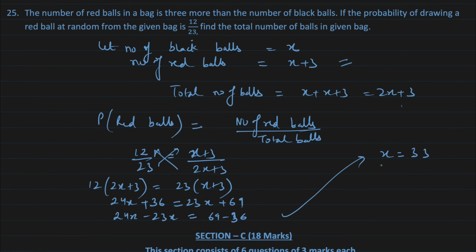So red balls 33, right? No, black balls come to 33, sorry. So black balls come to 33. What about the red balls? 33 plus 3, 36.